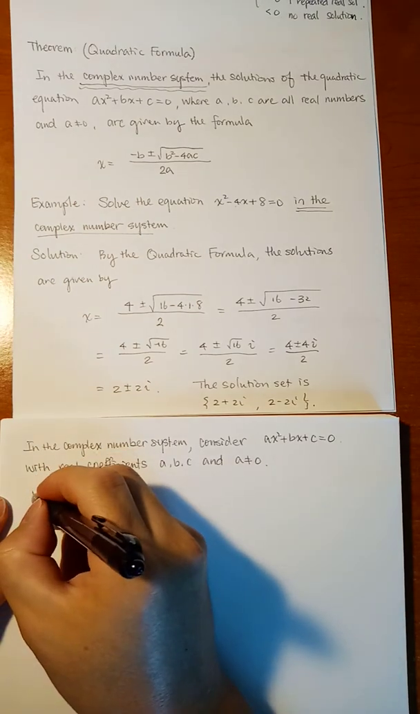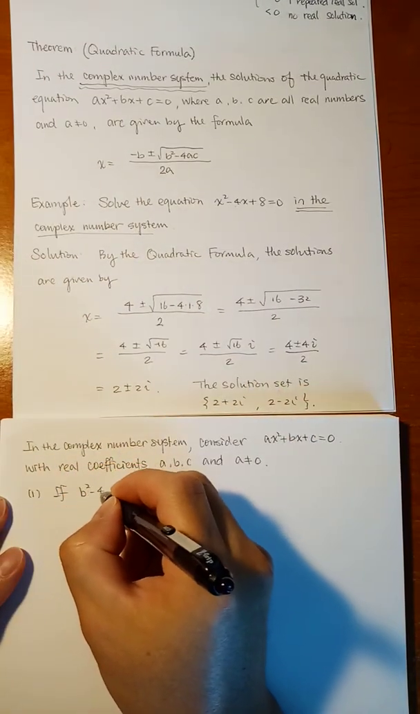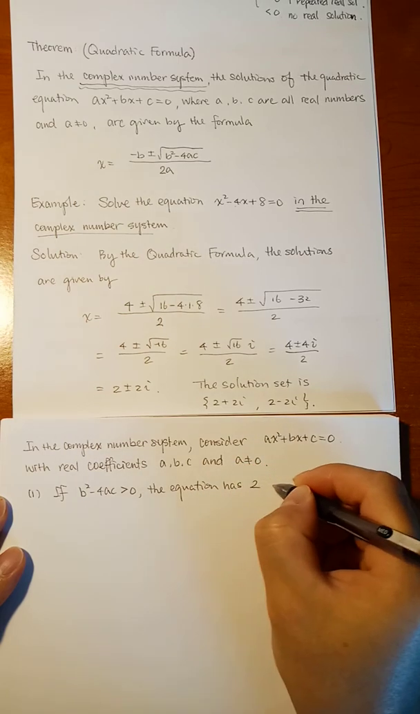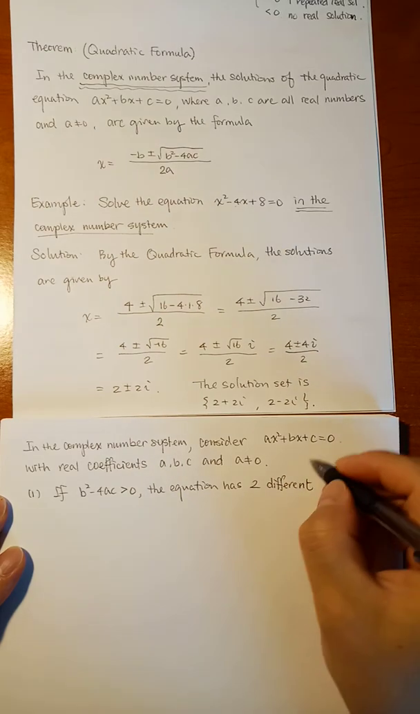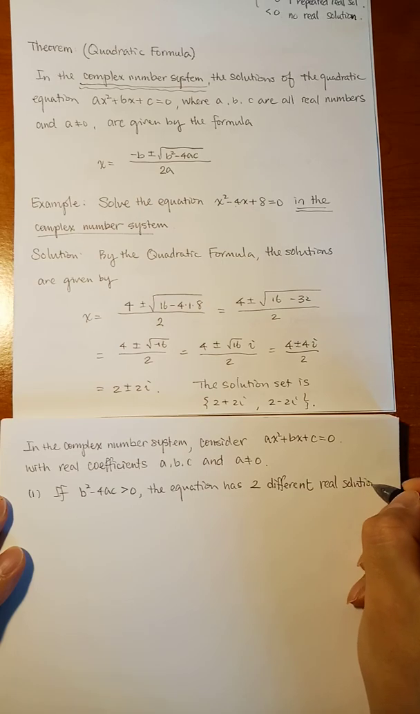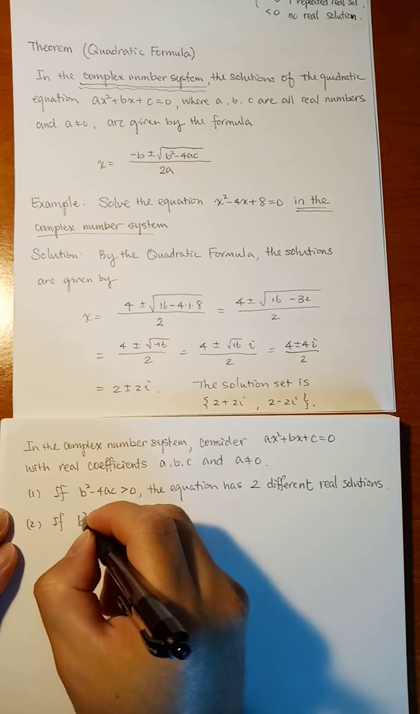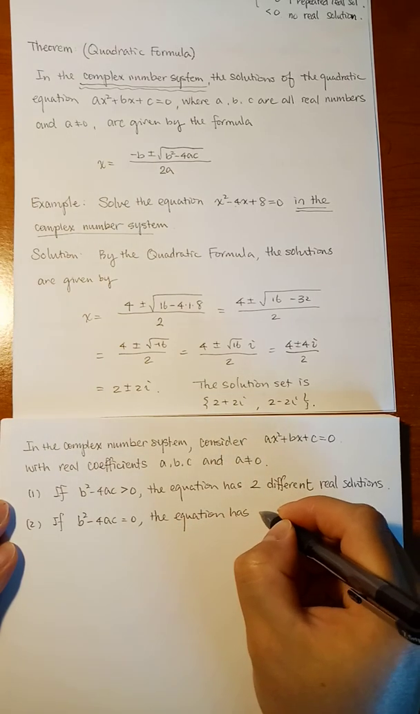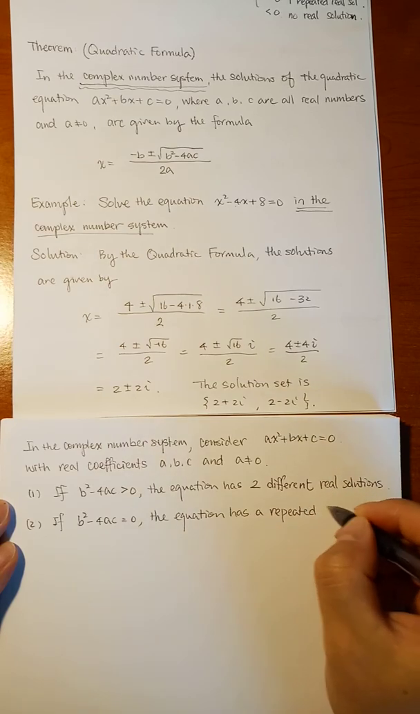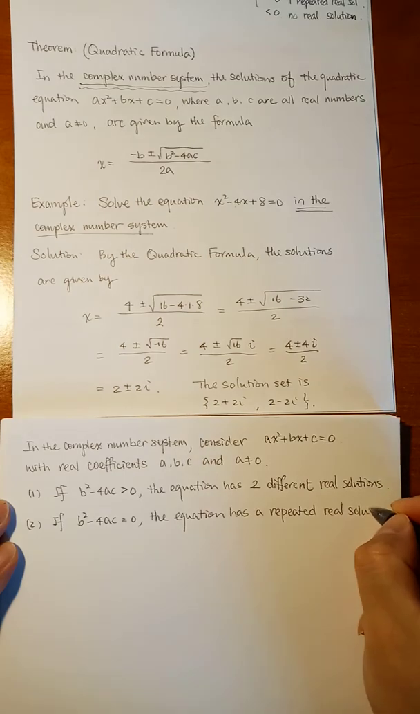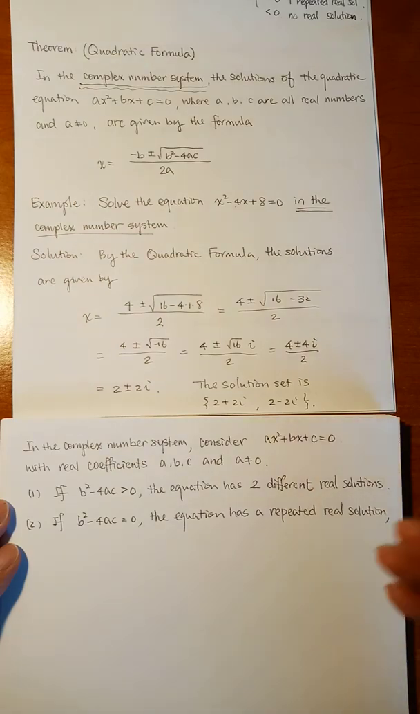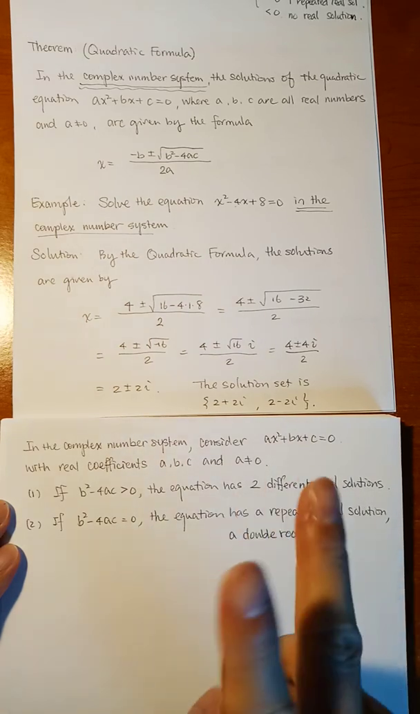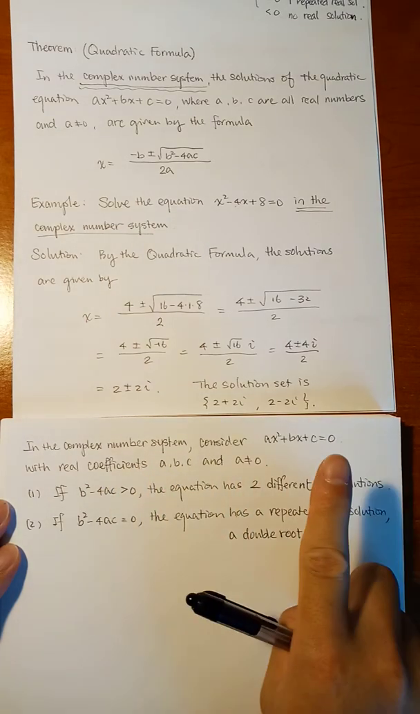Okay, then we also have 3 cases. If b squared minus 4ac is positive, the equation has 2 different real solutions. If the discriminant b squared minus 4ac is equal to 0, the equation has a repeated real solution. Repeated, it can repeat once, twice, 3 times, so here we have to make it clear: a double root, just twice, 1 and the same thing. That's a repeat.